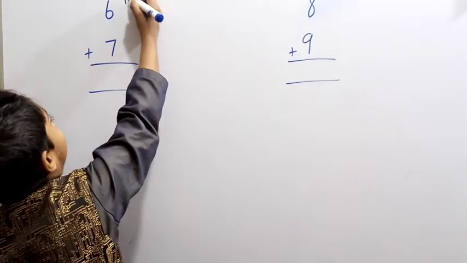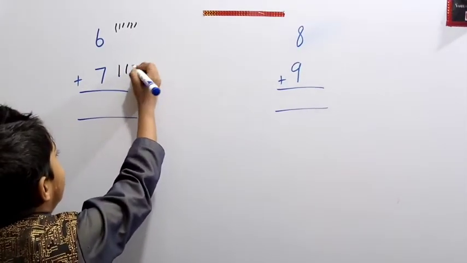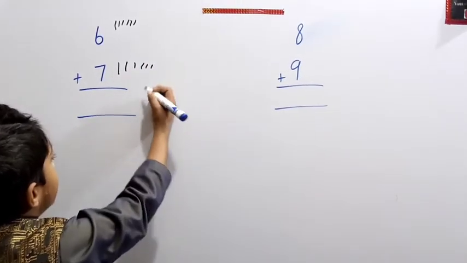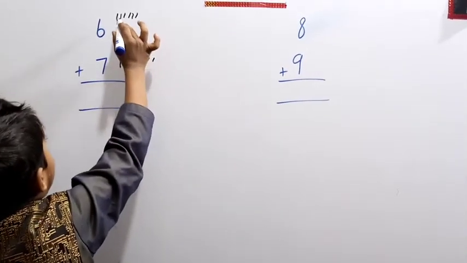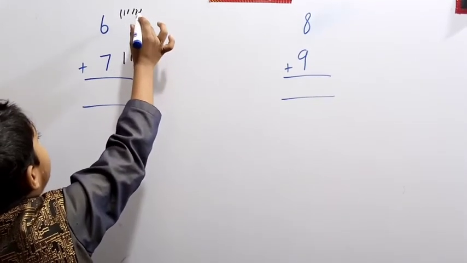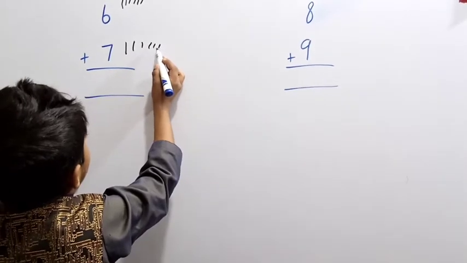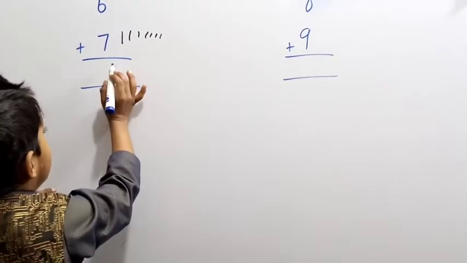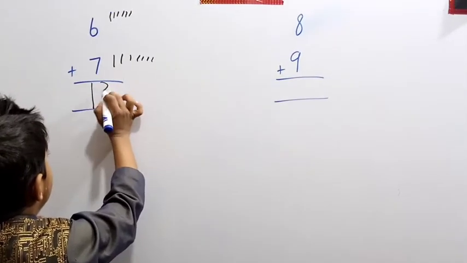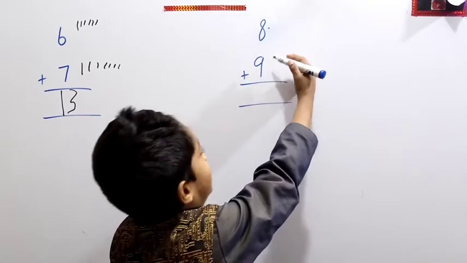Draw the 6 line upward, draw the 7 line downward. Then count the lines: 1, 2, 3, 4, 5, 6, 7, 8, 9, 10, 11, 12, 13. The answer is 13. The fourth question is 8 and 9.